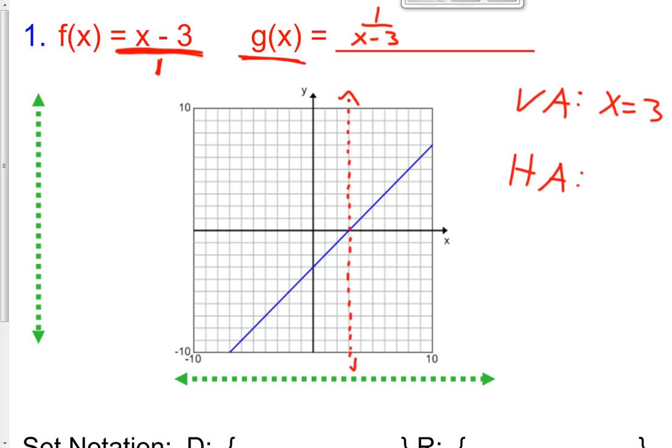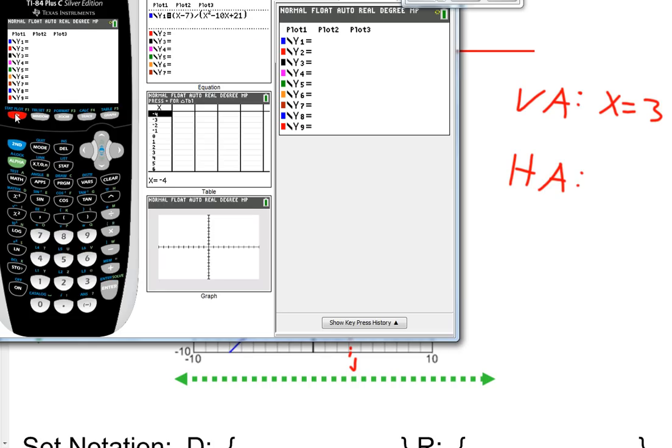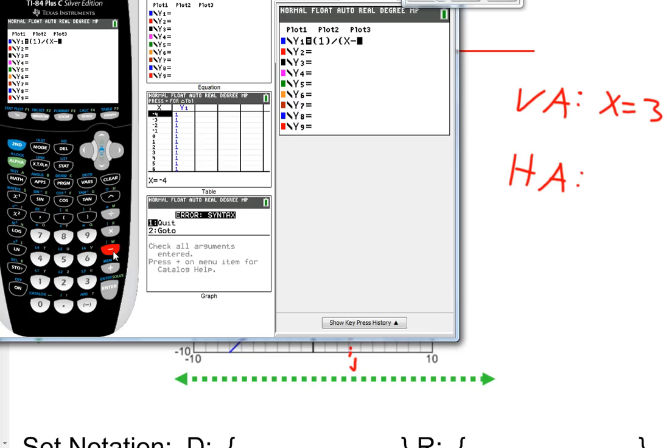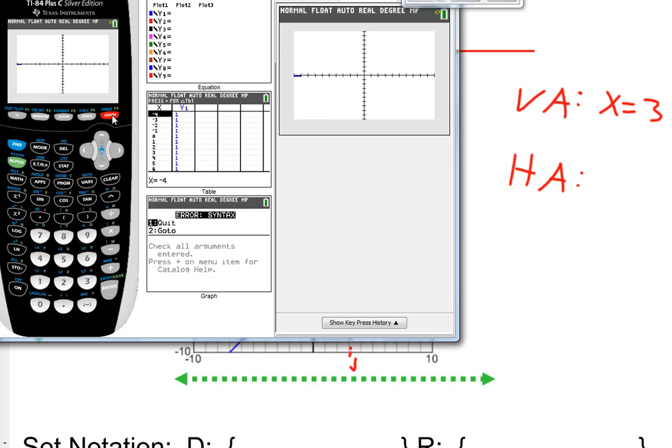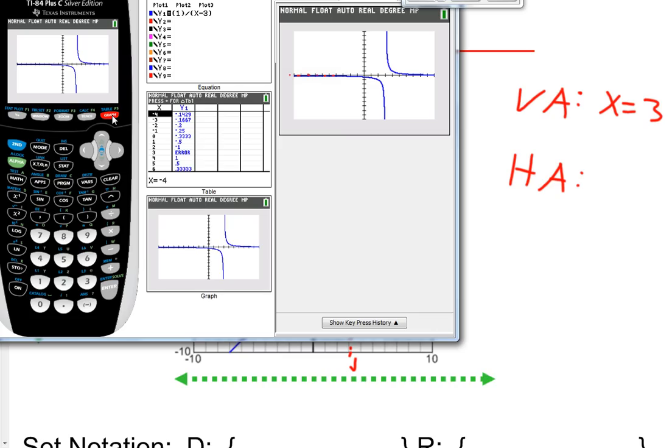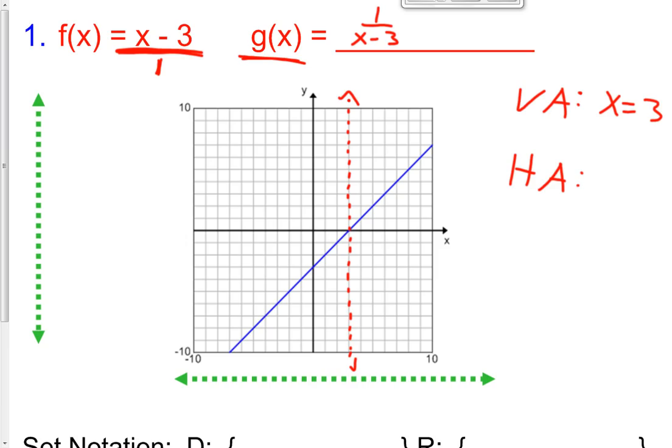And now let's graph this function to find our horizontal asymptote. 1 over x minus 3. Y equals, parentheses, 1, close parenthesis, divided by parenthesis, x minus 3, close parenthesis, graph. There's our rational function. It approaches 3, but it never touches it. And then our other horizontal asymptote is y equals 0. It's this line right there. Y equals 0 is our horizontal asymptote. So we'll write that in our graph. Y equals 0. And there it is right there.